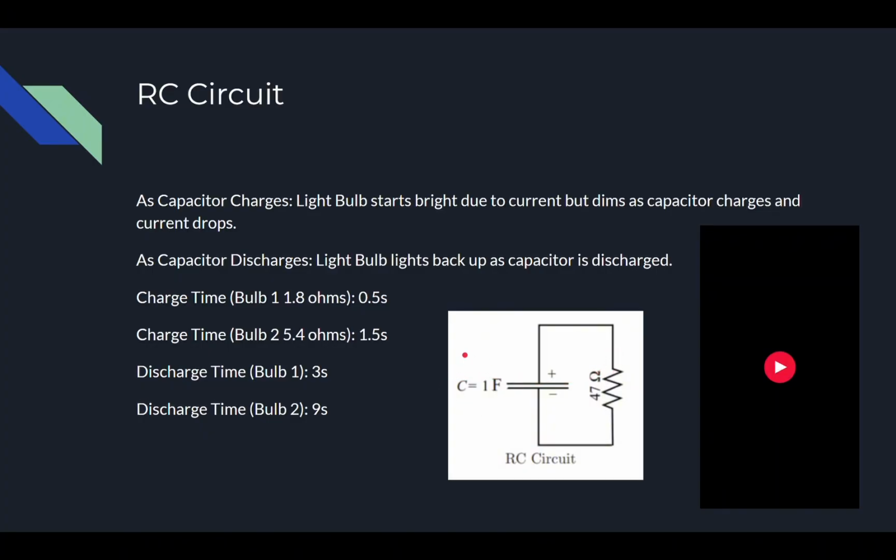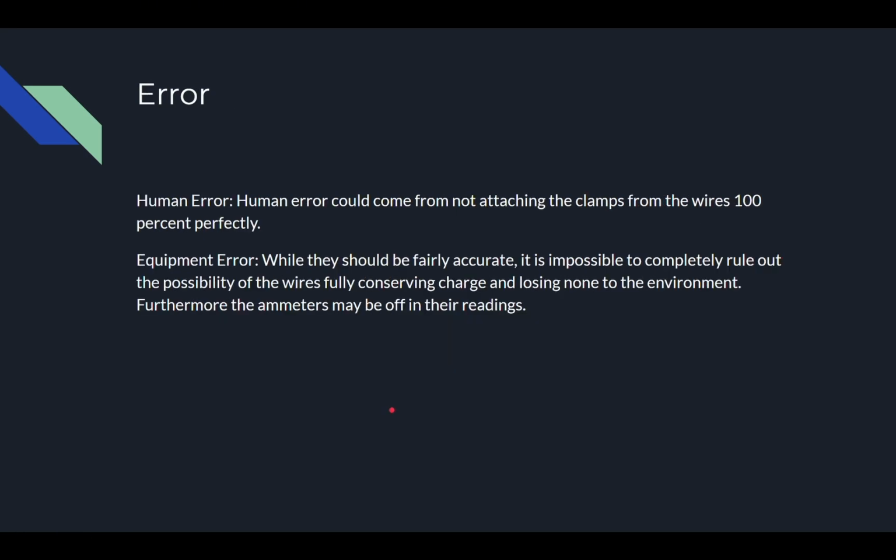The charge time of the resistor, it's supposed to be 10 ohm, but our light bulbs are actually 1.8 and 5.4 ohms. For the 1.8 ohms, it was 0.5 seconds, and for bulb 2, at 5.4 ohms, 1.5 seconds. This makes sense: 3 times the resistance, 3 times the charge time. The discharge times also check out here, 3 seconds to 9 seconds.